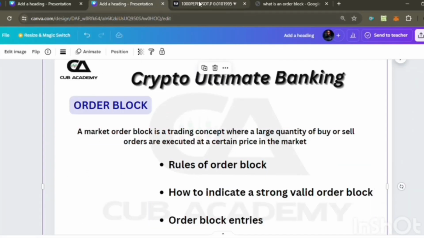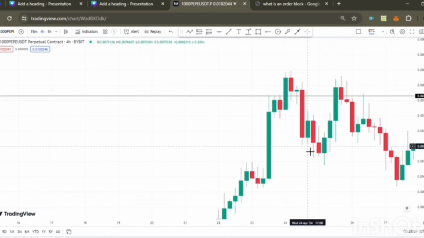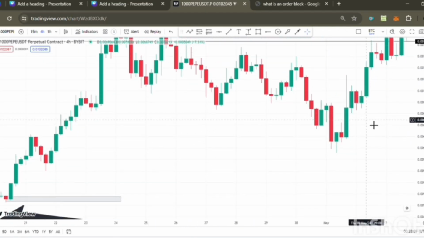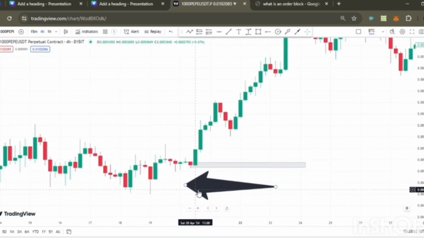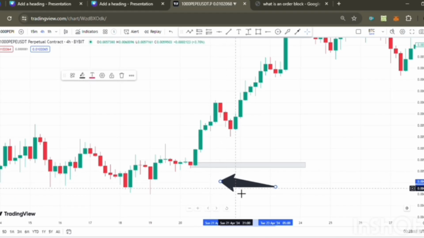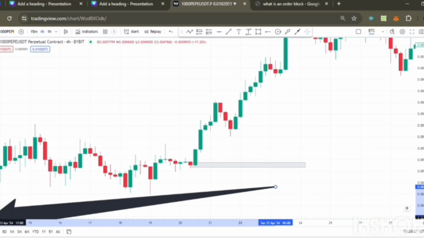For order block, there are rules, things you need to indicate that tell you, okay, this is an order block, because you can't just wake up and say, oh, this is an order block, or this order block is valid. So one of the rules is this: order block must sweep the liquidity. That is, a strong order block must sweep the liquidity of the low or high of the previous candle. Now, this is what I mean by order block sweeping the liquidity of the low or high of the previous candle.